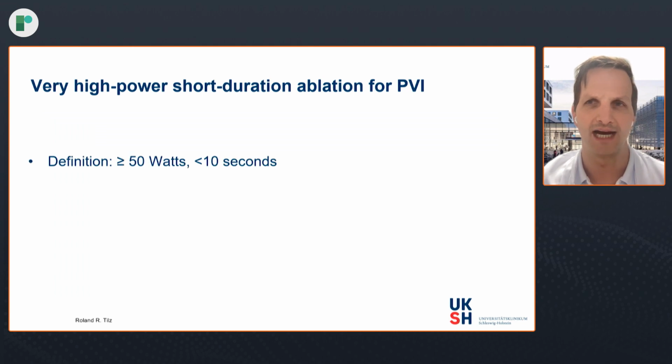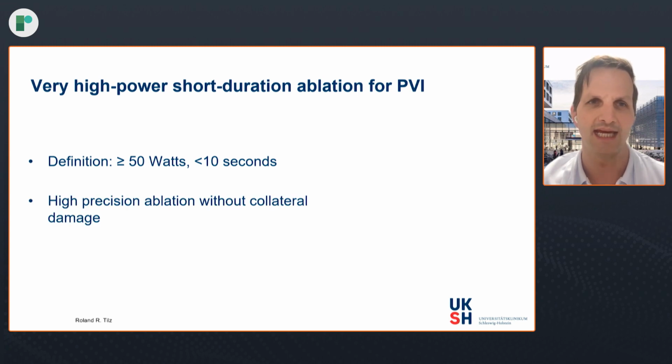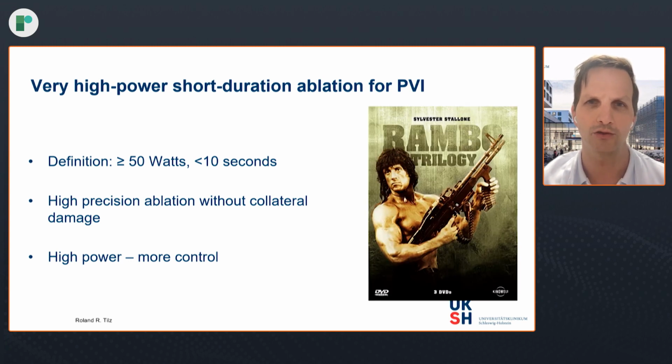So what is very high power short duration ablation? There is no uniform definition, but generally speaking, most operators speak about very high power short duration ablation if you apply at least 50 watts for a maximum of 10 seconds. The aim is a high precision ablation without collateral damage, and high power means more control. So what we do not want is a big weapon with a lot of collateral damage. It's not a Rambo ablation, it's a very precise ablation.